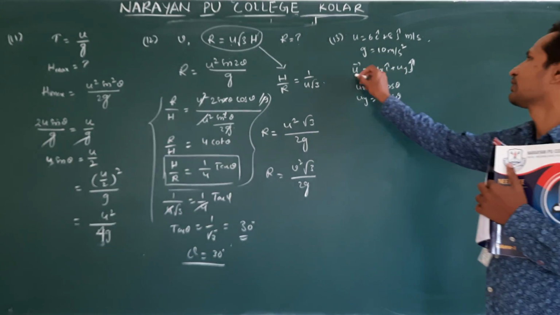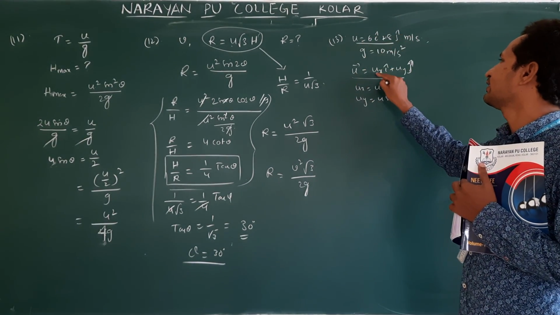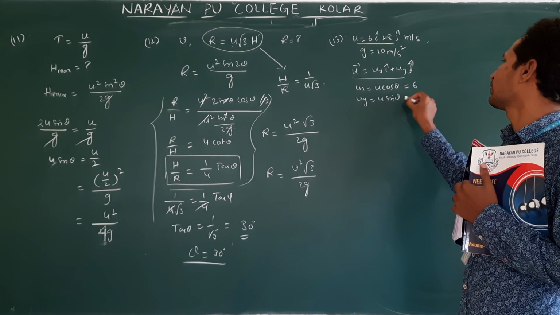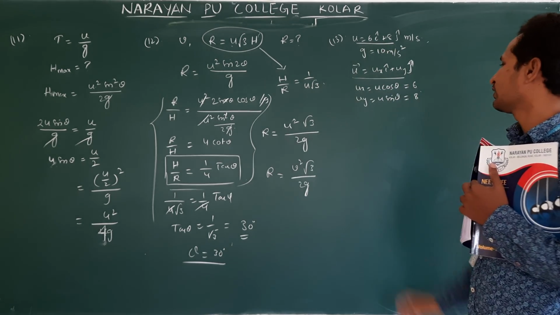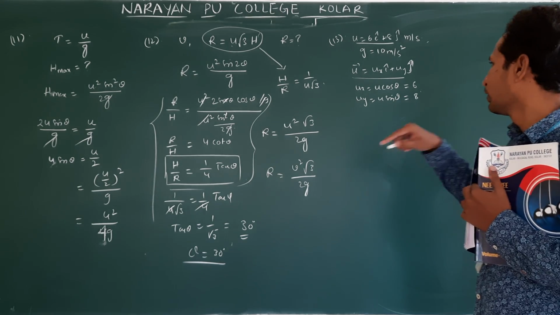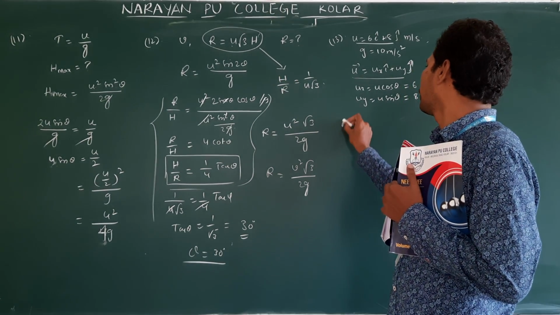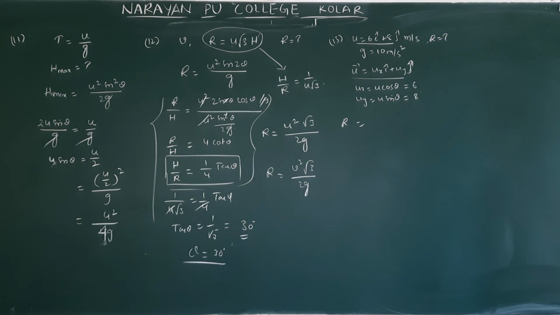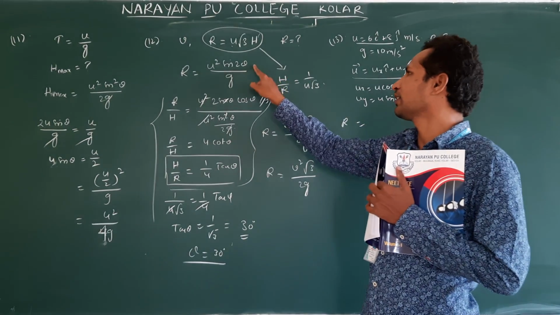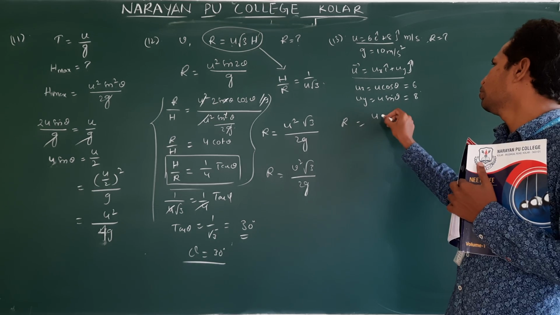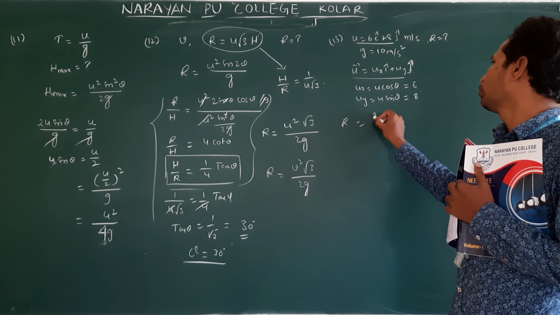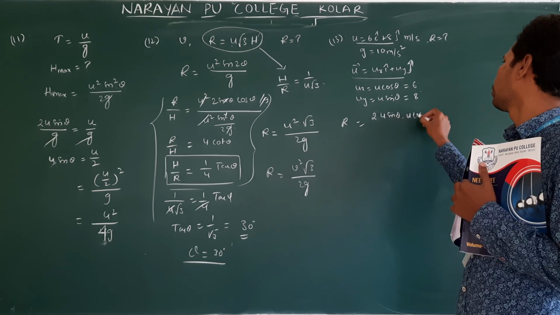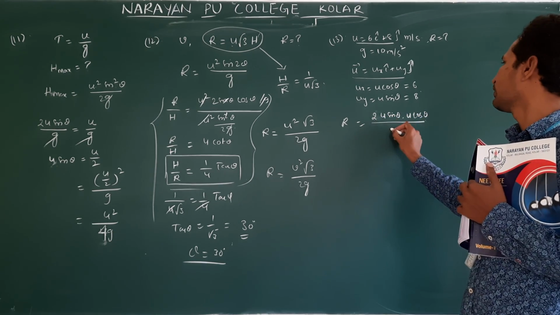Compare these two vectors. What is there in ux place? 6. Means u cos theta is equal to 6. U sin theta is equal to 8. Clear? Now, what is range? They are asking range. Range is the question mark. The range formula is this. I am expanding: u square sin 2 theta by g, which is 2 u sin theta u cos theta by g.